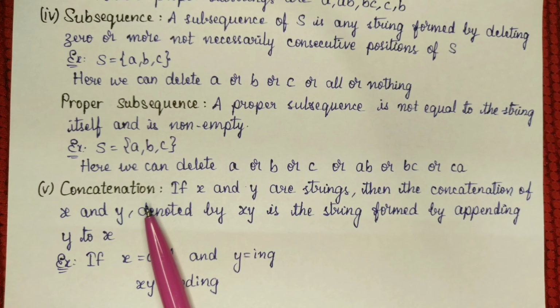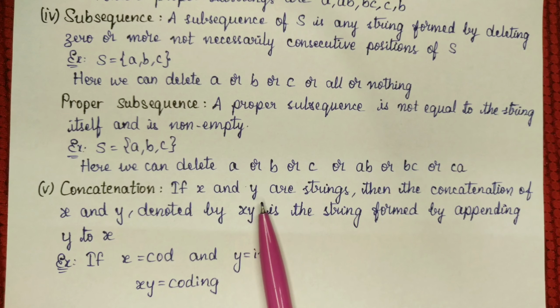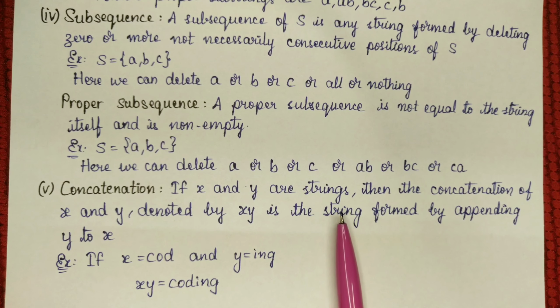Fifth is the concatenation. It is defined as the addition of two strings. Suppose if X and Y are the strings, then the concatenation of X and Y is denoted by XY, and the XY string is formed by appending Y to X. For example, if X is equal to COD and Y is equal to ING, then concatenating X and Y gives CODING.